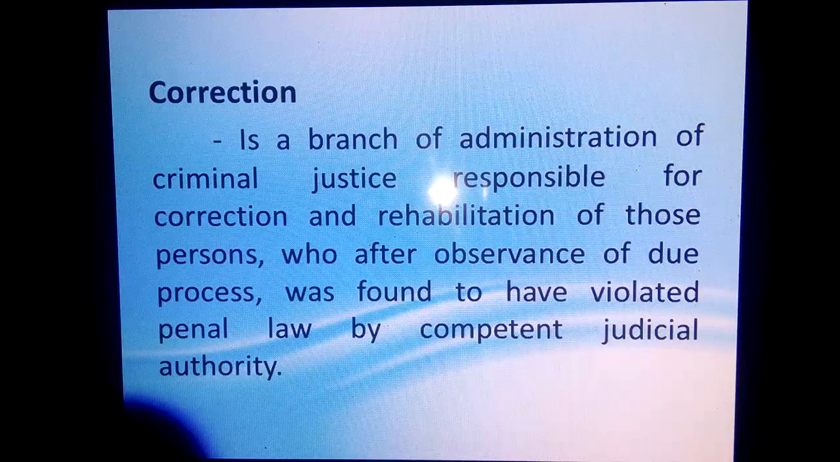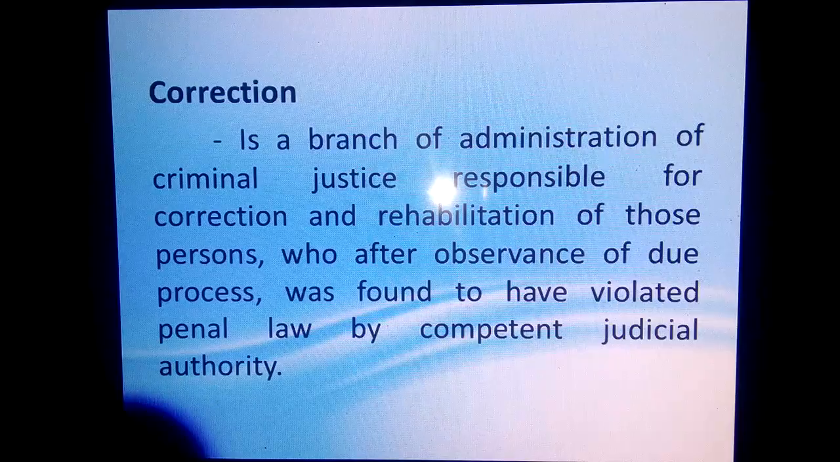It is responsible for the correction and rehabilitation of those persons after observance of due process. Meaning to say, these are those convicted with final judgment. Of course, due process: heard before the competent court, and found to have violated penal law or the laws of the land, by competent judicial authority.